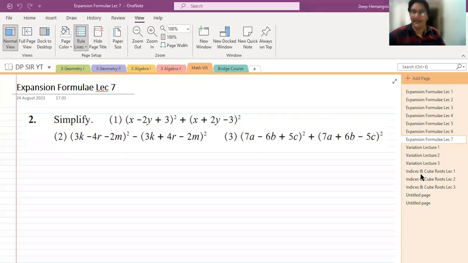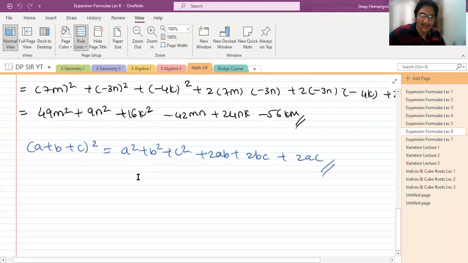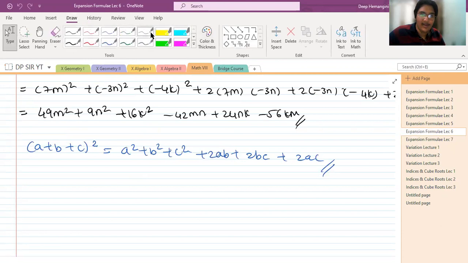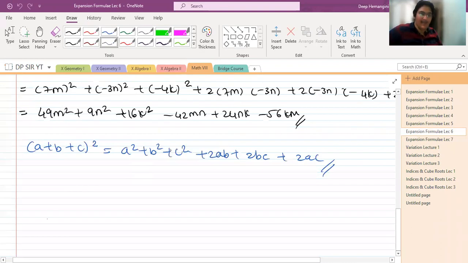Let us just start with the last lecture of the topic expansion formula so that we can complete it today and go ahead with the next topic in our next lecture, that will be variation. In the previous lecture, we studied questions based on (a plus b plus c) the whole square. Please keep one thing in mind.